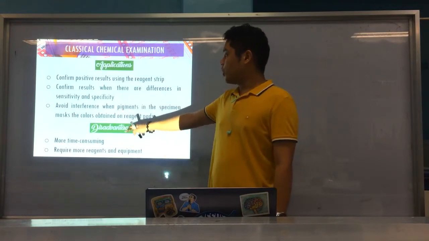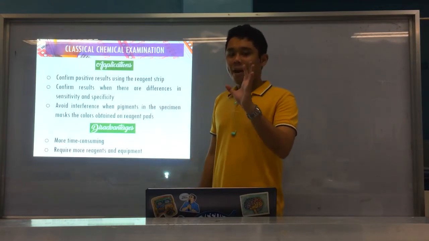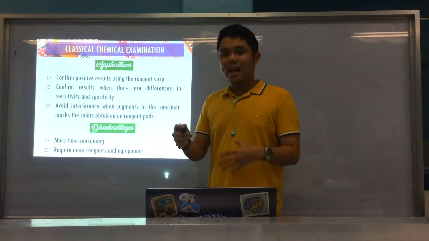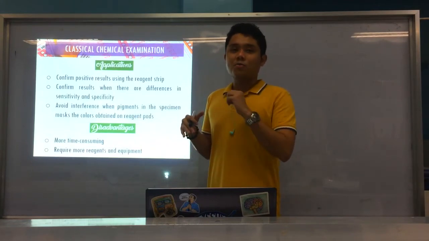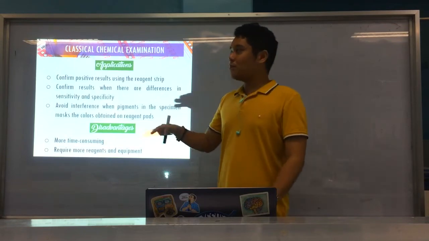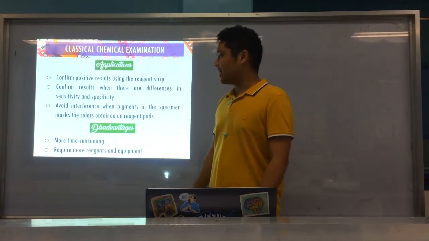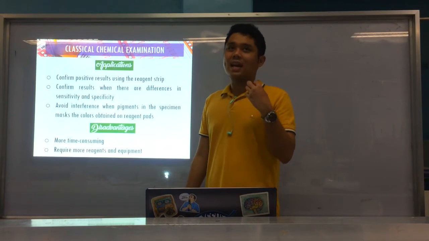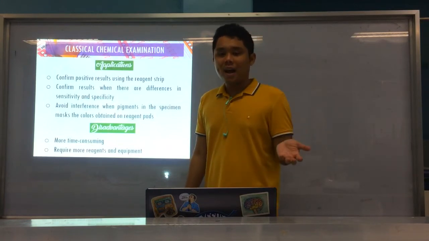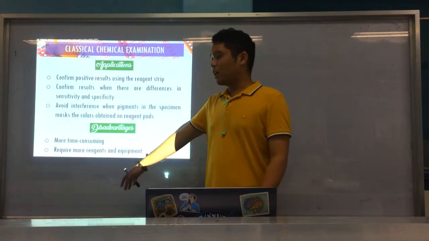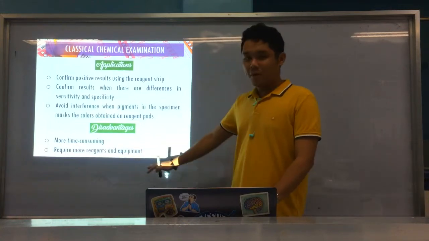And of course, to avoid interference, as mentioned, if there are pigments in the specimen that can hinder the color reaction in your reagent strips. So if you want to really be sure, then you can perform the chemical exam. The disadvantage is that it is time-consuming because you need reagents, and you need several minutes to observe the reaction. And aside from that, we need much more reagents and sample and equipment also.